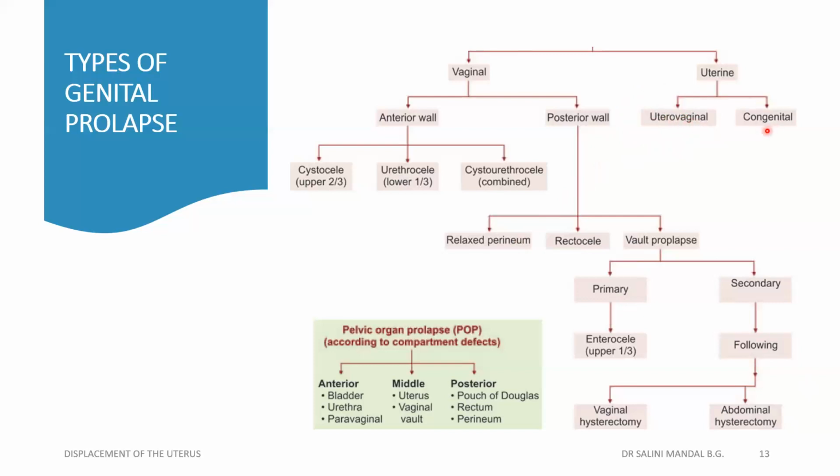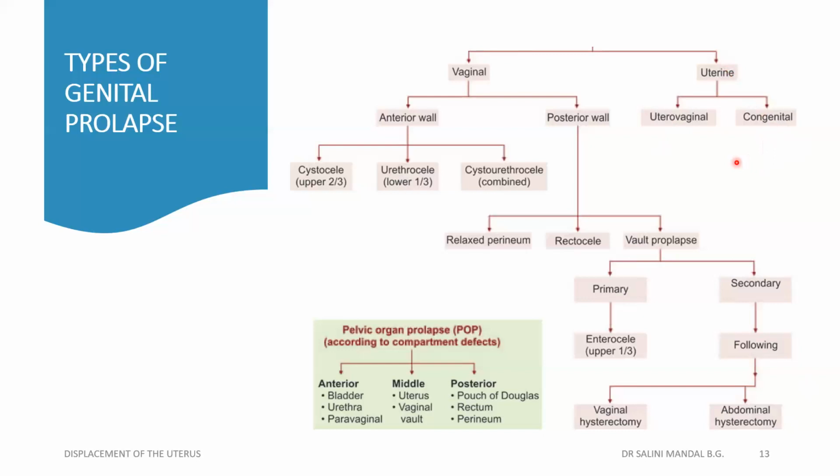The next one is a congenital one. Now here, in the congenital one, usually there is no cystocele. In uterovaginal prolapse, cystocele will be there, but in congenital prolapse, cystocele will not be there. That is the difference. Now in this, the uterus herniates down along with the inverted upper vagina. And this usually occurs in nulliparous women.